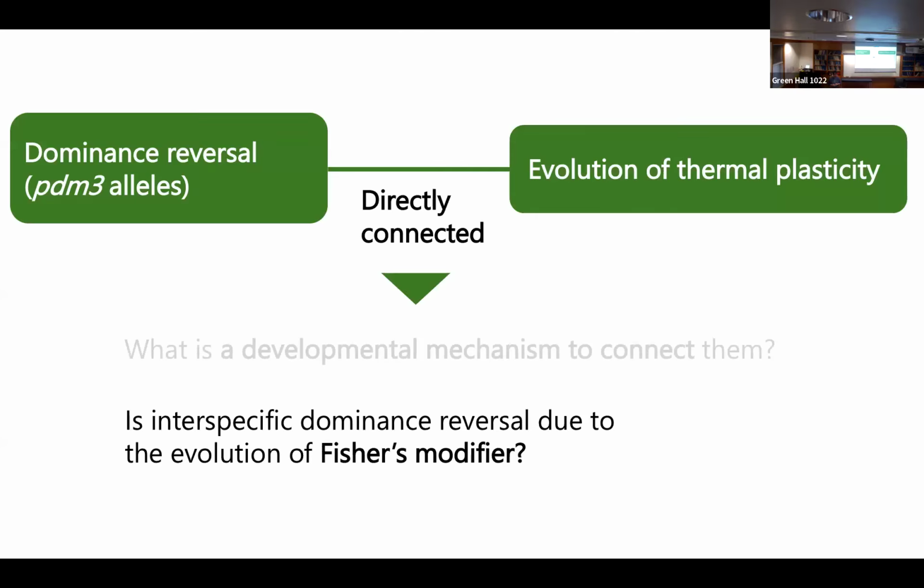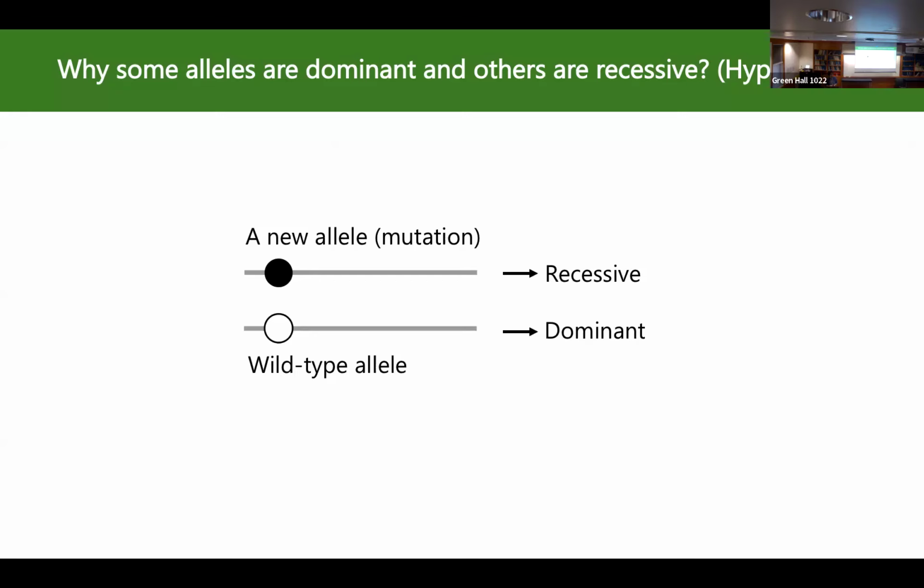And the second one is interspecific dominance reversal due to the evolution of Fisher's modifier? So first of all, why are some alleles dominant and others recessive? When an allele is newly born from mutation, it tends to be recessive. And on the other hand, the wild type allele tends to be dominant.